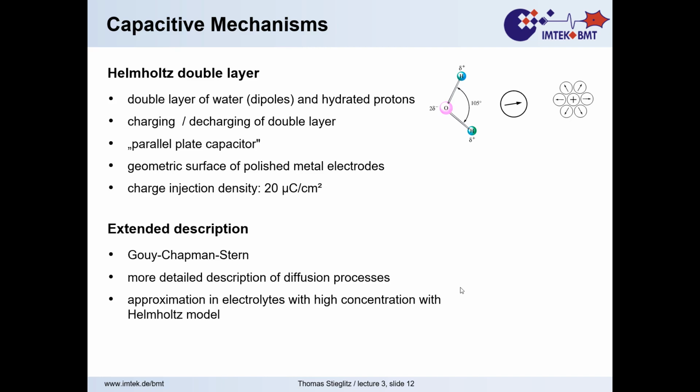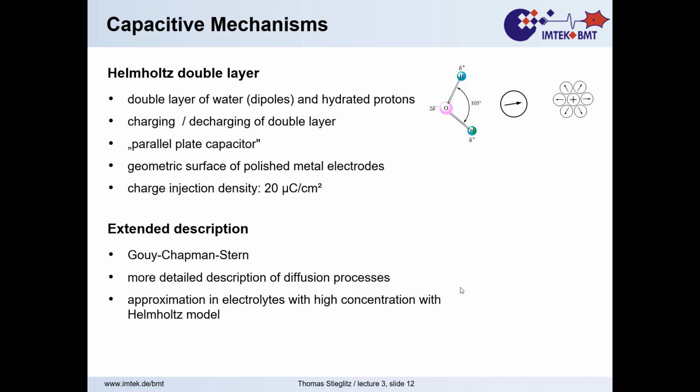If we just have the Helmholtz double layer, we have about 20 microcoulombs per square centimeter charge injection density. That means at an ideally flat surface, if you would count the amount of charge that sits there and wiggles a bit back and forth, that displacement current would result in that number. If you have a rough surface, you get more. If the roughness is such that you could, let's say, iron it with an iron board and get a larger electrode, then you could deliver more charge, since the electrochemically effective surface is larger.